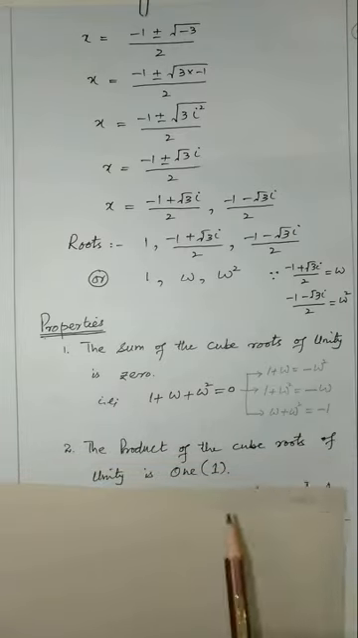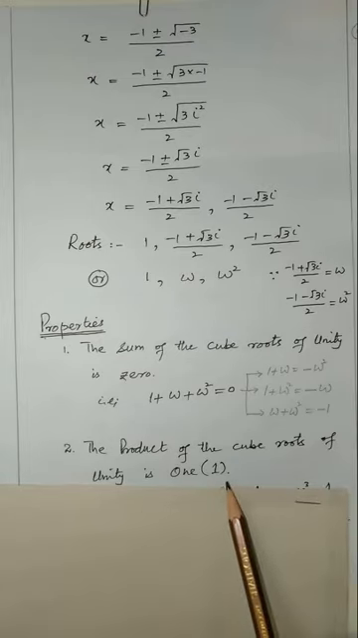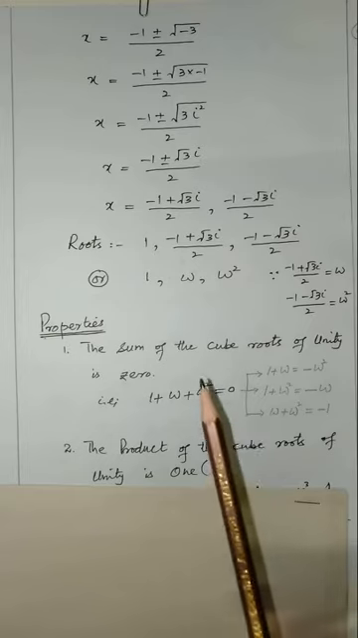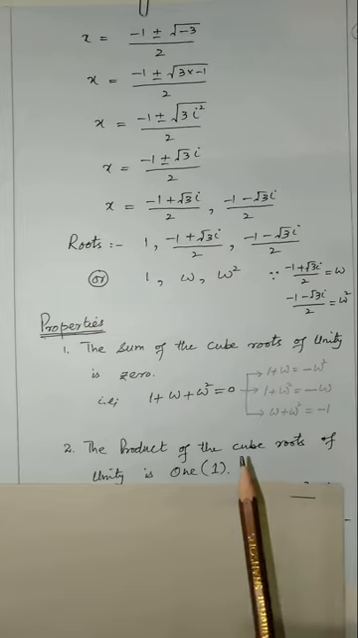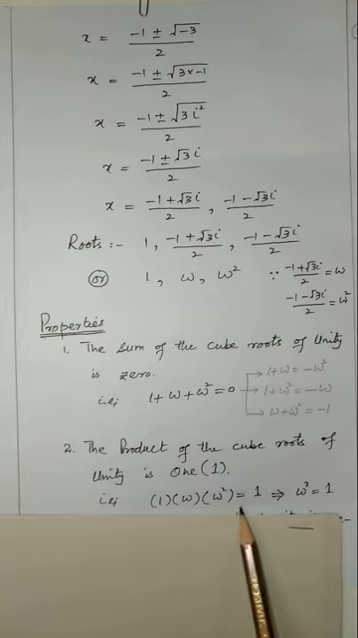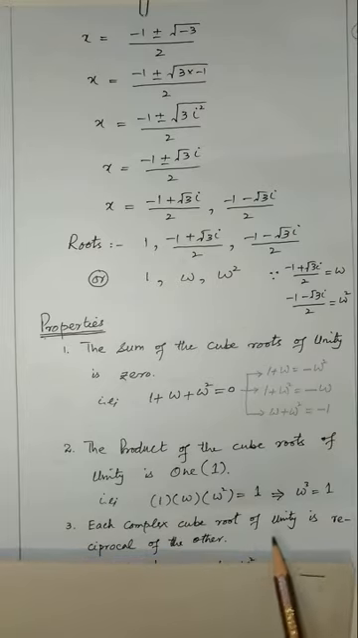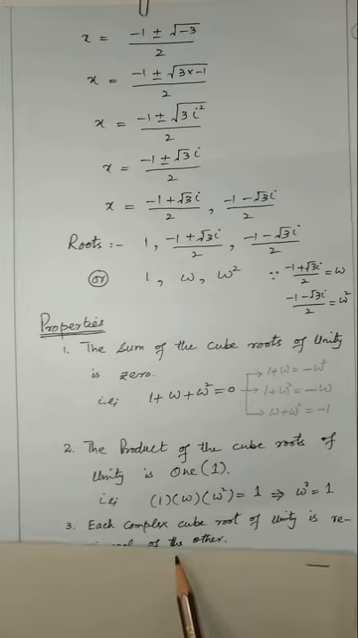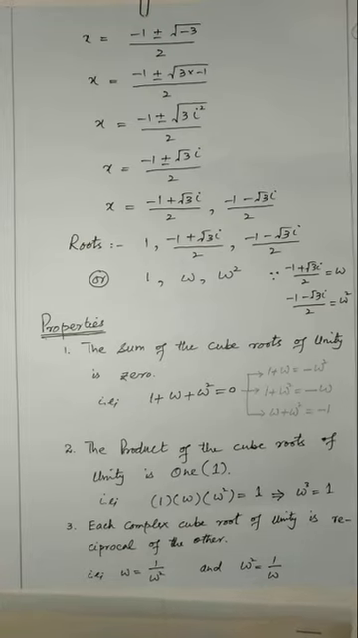Remember that the second property is the product of the cube roots of unity is always equal to 1. If we multiply these three cube roots, then the answer is 1 into omega into omega square, which is equal to omega cube is equal to 1. Each complex cube root of unity is the reciprocal of the other. Omega is equal to 1 over omega square and omega square is equal to 1 over omega.